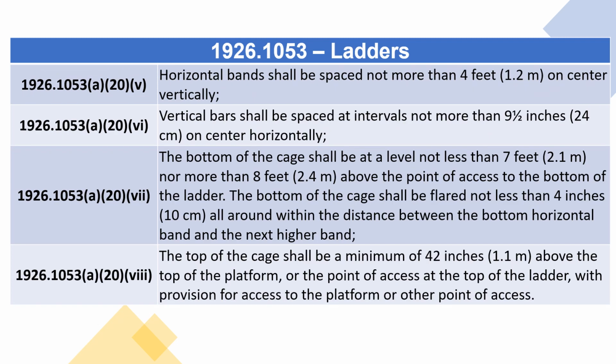Horizontal bands shall be spaced not more than 4 feet (1.2 meters) on center vertically. Vertical bars shall be spaced at intervals not more than 9.5 inches (24 centimeters) on center horizontally. The bottom of the cage shall be at a level not less than 7 feet (2.1 meters) nor more than 8 feet (2.4 meters) above the point of access to the bottom of the ladder. The bottom of the cage shall be flared not less than 4 inches (10 centimeters) all around within the distance between the bottom horizontal band and the next higher band. The top of the cage shall be a minimum of 42 inches (1.1 meters) above the top of the platform, or the point of access at the top of the ladder, with provision for access to the platform or other point of access.